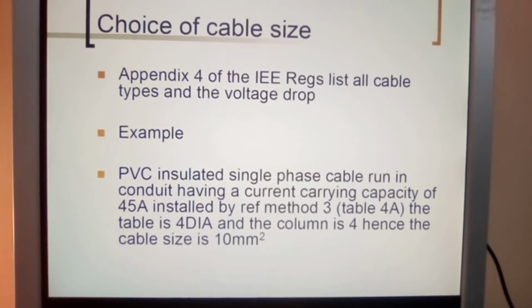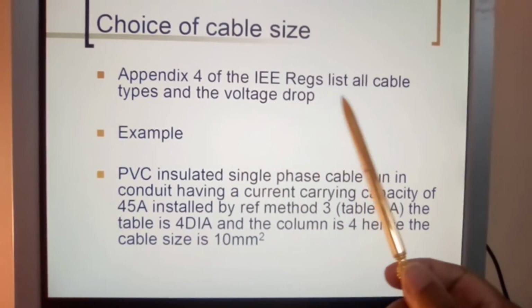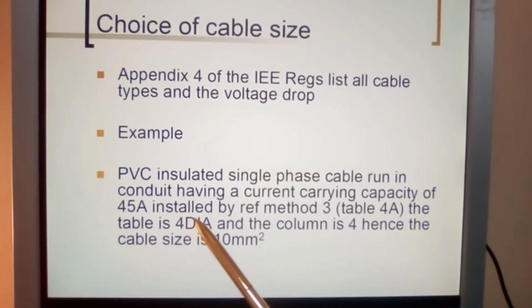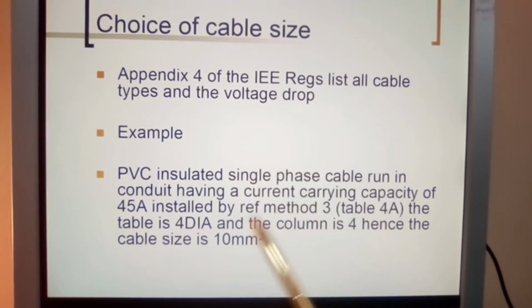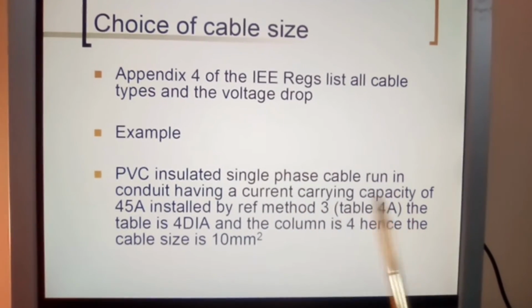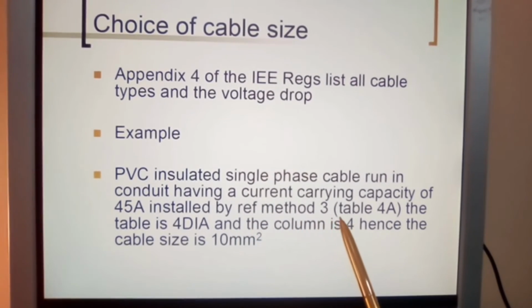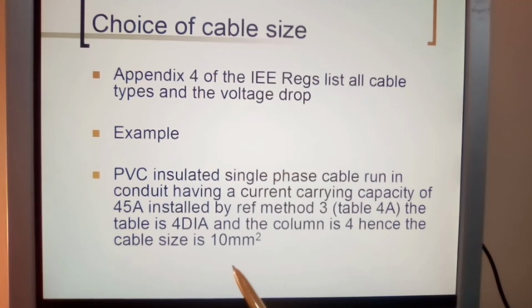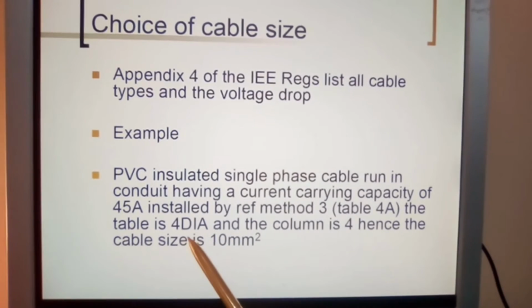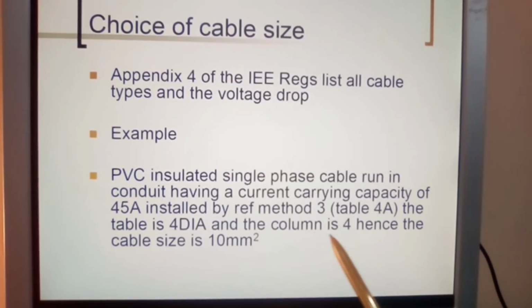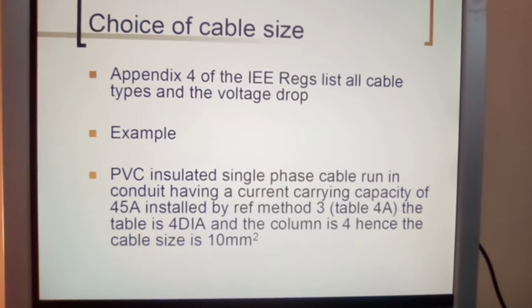Choice of cable size. Appendix 4 of the IEE regs lists all cable types and the voltage drop. Example: PVC insulated single phase cable run in conduit having a current carrying capacity of 45 amps, installed by reference method 3, Table 4A. The table is 4D1A, and the column is 4, hence the cable size is 10 millimeters squared.